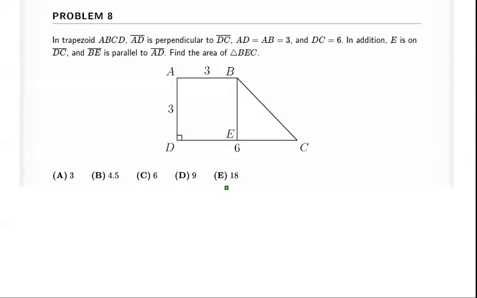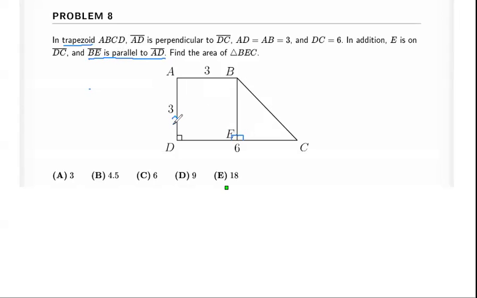So let's get started. The question says ABC is a trapezoid. If you remember, a trapezoid is a 4-sided figure where 2 opposite sides are parallel. We are also told BE is parallel to AD. So this is AD and this is BE. If these are parallel and this angle is 90, that will force this angle to be 90 as well. So this is also 90.